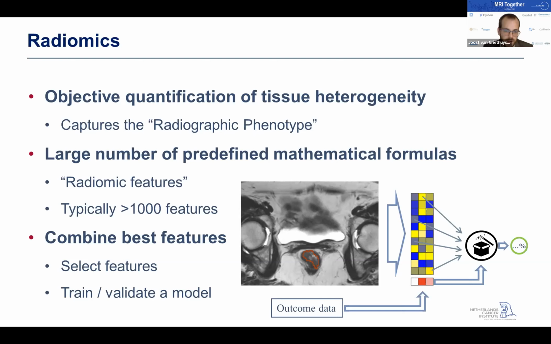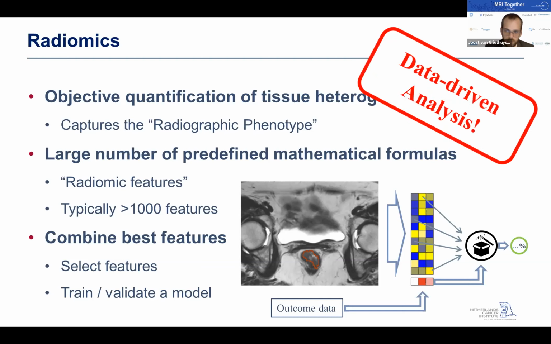And the trick then is to combine the best of these features into a model which ultimately predicts the outcome. And actually, this is what is known as a data-driven analysis. So we don't really start with a hypothesis, but we have this many features. Are any of them correlated with our outcome of interest? And the model itself then, of course, needs to go through hypothesis testing. Is this model a good model?